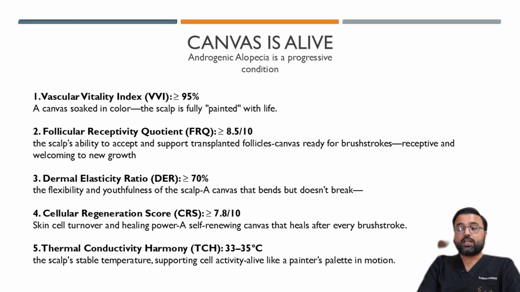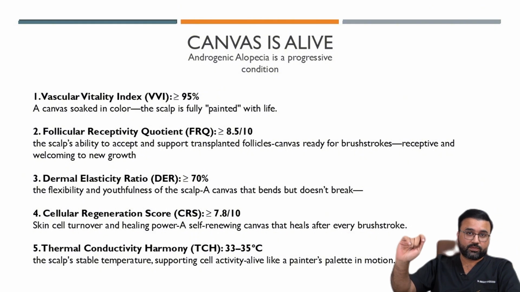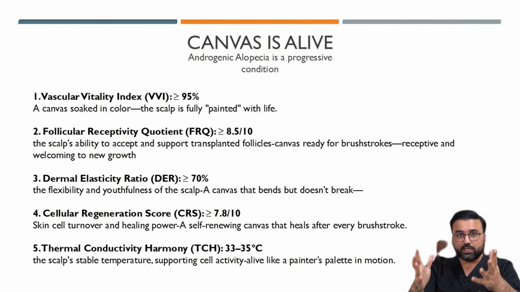The fourth thing is the cellular regeneration score, which means skin cell turnover and healing power. This is a self-renewing canvas that heals after every brush stroke. And the fifth most important thing is thermal conductivity harmony. The scalp temperature is usually 33 to 35 degrees centigrade, a stable temperature supporting cell activity. That means a painter's palette is always in motion. So we need to understand that our canvas is alive.